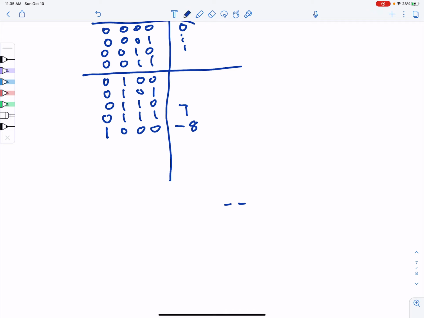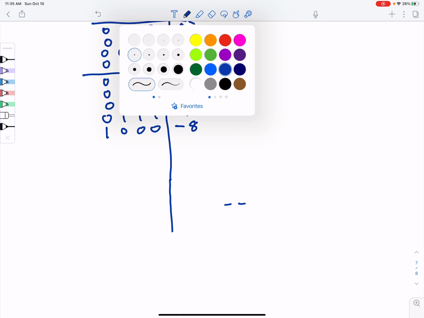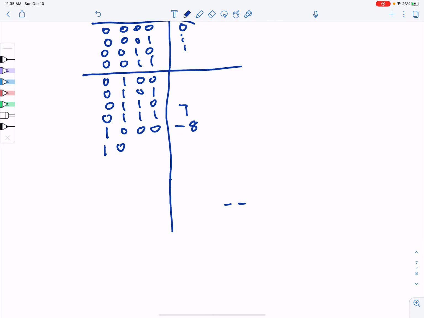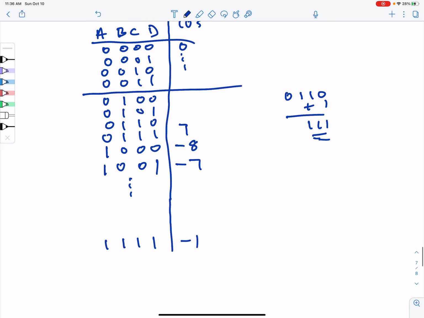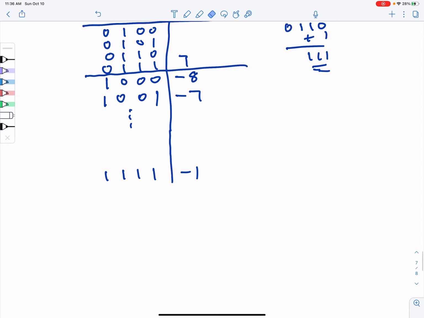If you extended this down, what would this represent? There's another way of looking at that. In 2's complement, you flip all the bits and add 1. So this would be -7. And you can keep going with that pattern all the way down to get -1. So this would essentially be the minterm list. Let me go ahead and fill it all out.